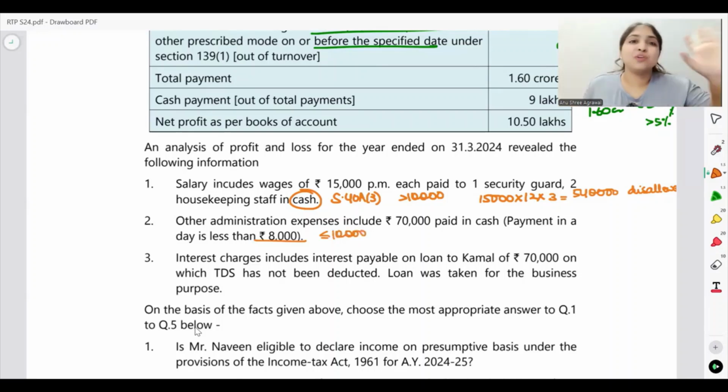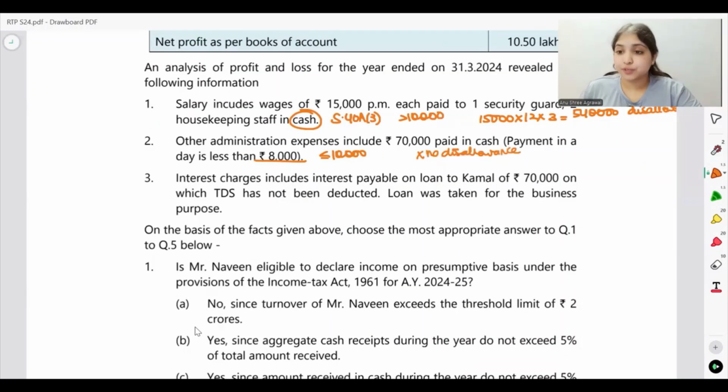So if you're paying up to 10,000 in a day, I don't care in what mode you are paying. Total you might have paid more than 10,000. But in a day, did you exceed 10,000? No. So therefore, on this point, there's going to be no disallowance. You're understanding, everybody? Yes. Then look at the third point over here.